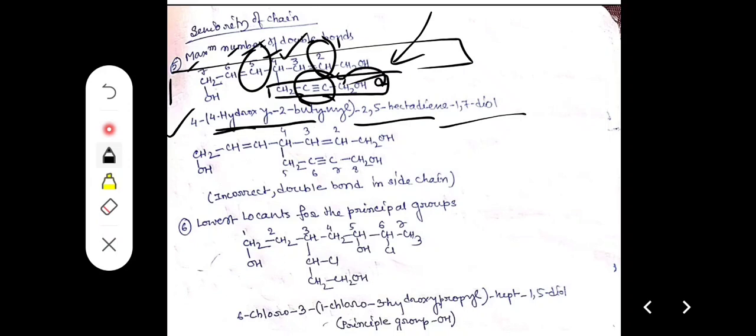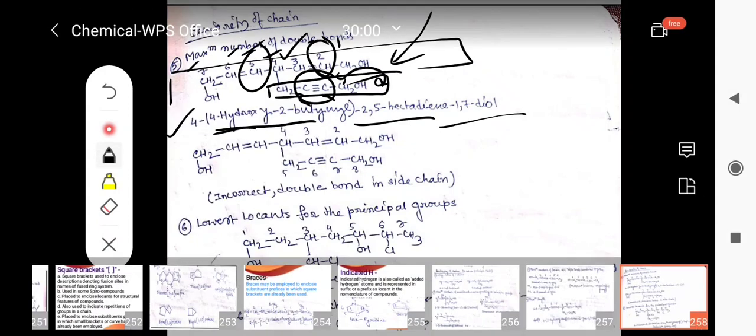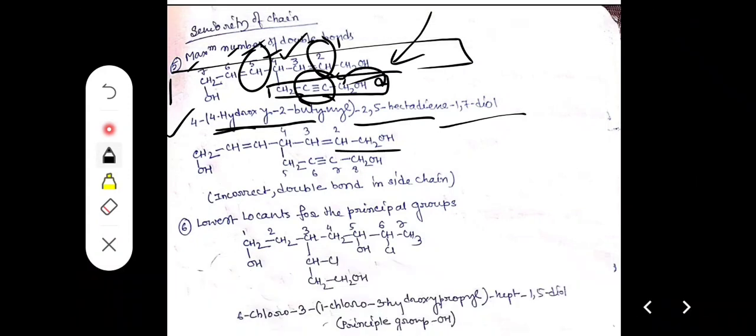Next one, same things are there. Okay, but there should be, this will be wrong. Okay, because we have to consider this is 5, this is 6, this is 7. This will not be considered as a main chain.